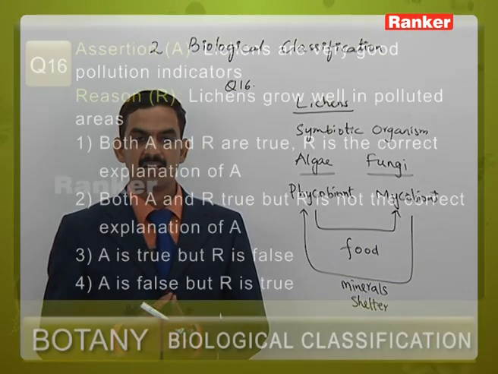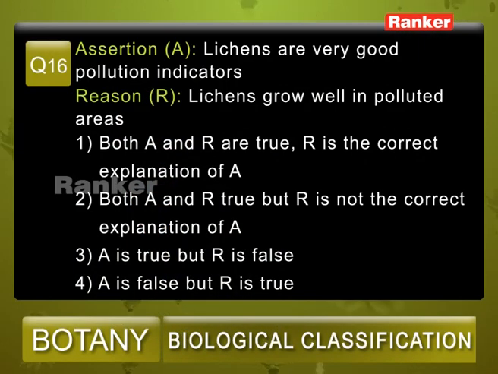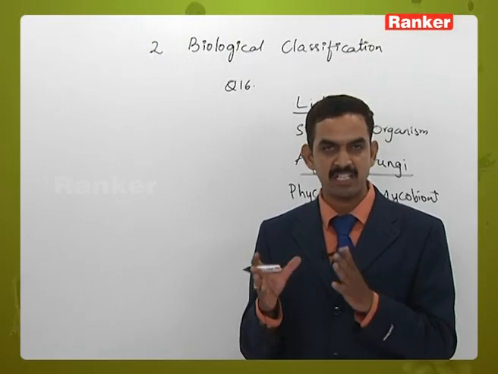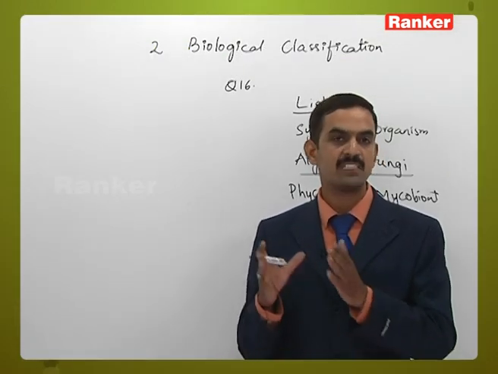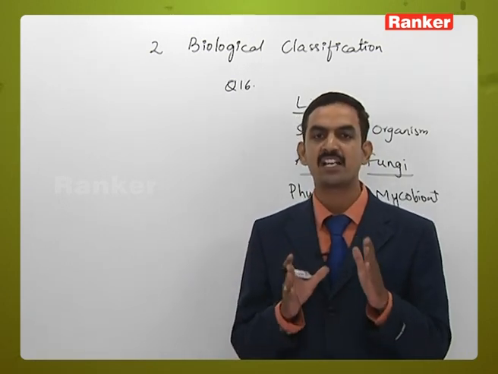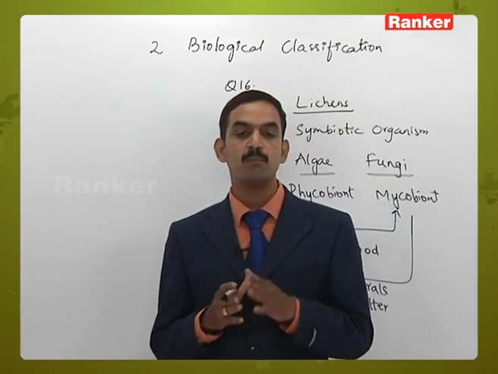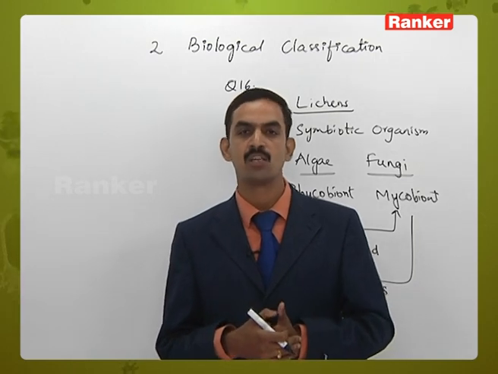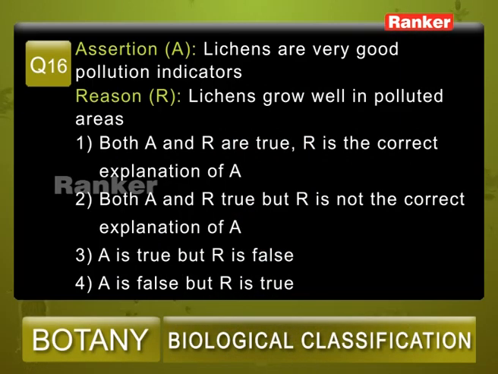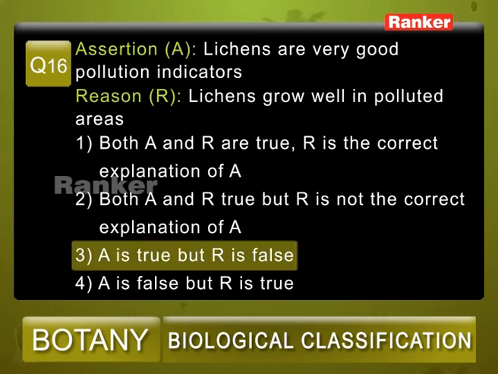And here the assertion statement is that lichens are very good pollution indicators. Okay, that statement is correct. Whereas the reason statement is lichens grow well in polluted areas. As these are the indicators of pollution, wherever the pollution is present, these organisms do not grow. That is the reason why statement R is wrong. The correct answer for the 16th question is 3.